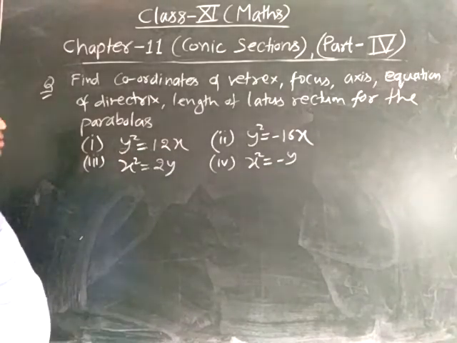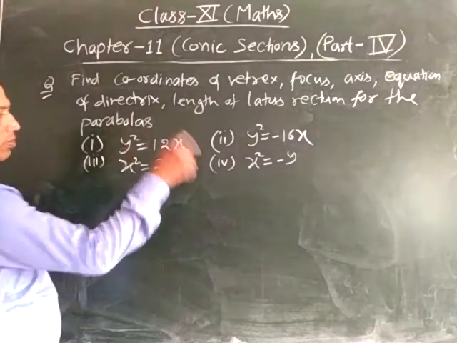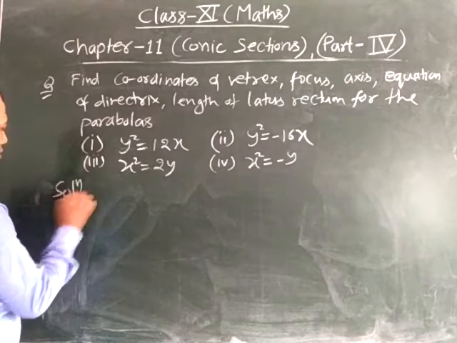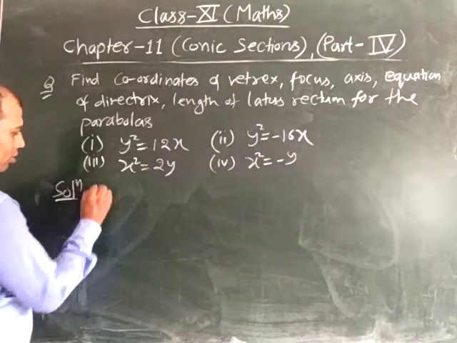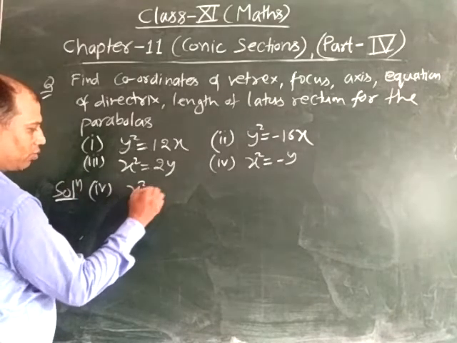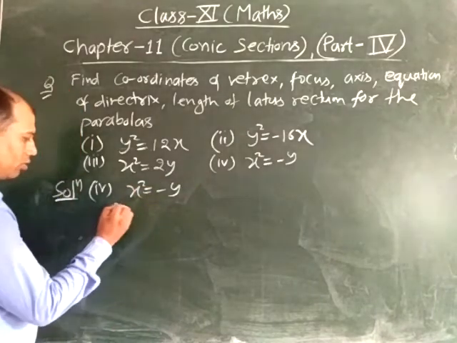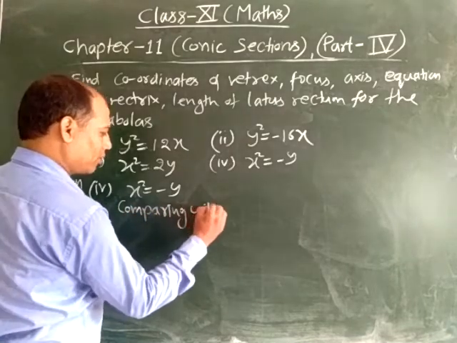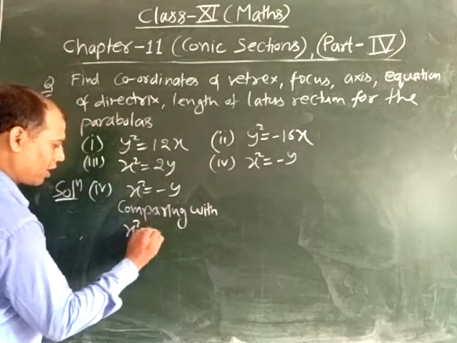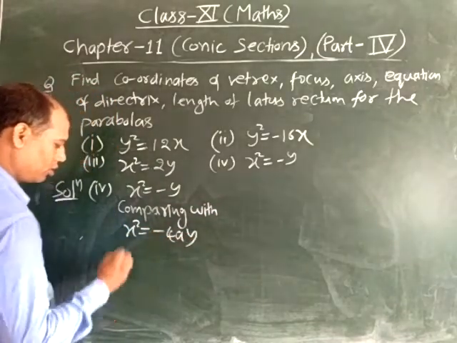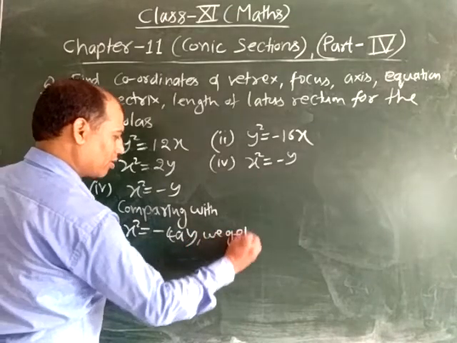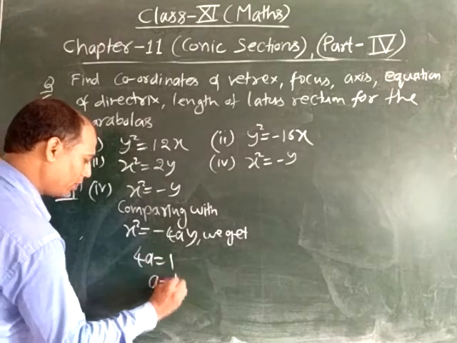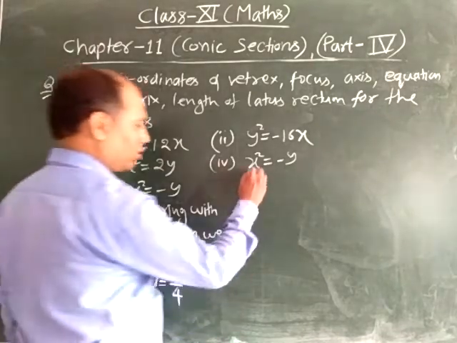We are going to discuss one of them, and the rest of the three are for your practice. Consider the parabola x square is equal to minus y. Comparing with the standard equation x square equal to minus 4ay, we get 4a equal to 1, then the value of a becomes 1 by 4.